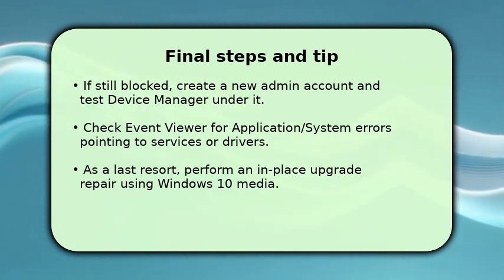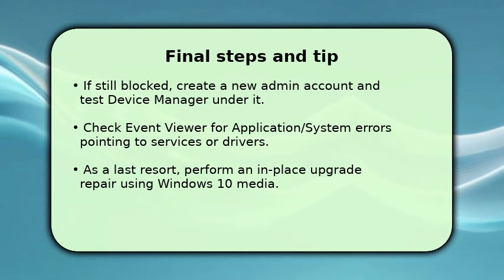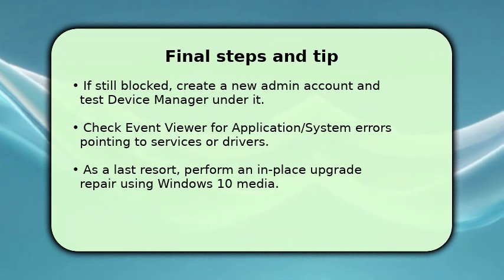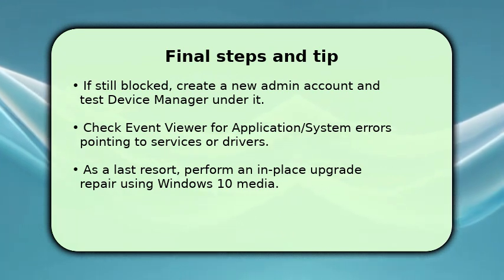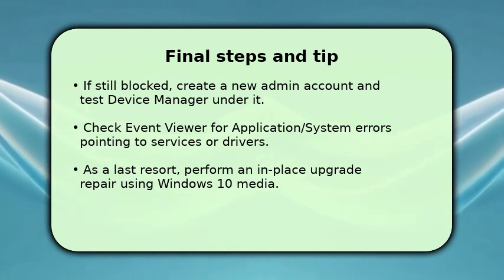If logs point to deep system damage, perform an in-place upgrade repair with Windows 10 installation media to refresh system files without losing apps. Troubleshooting tip: if the repair stalls, unplug peripherals and disable third-party security temporarily before retrying.